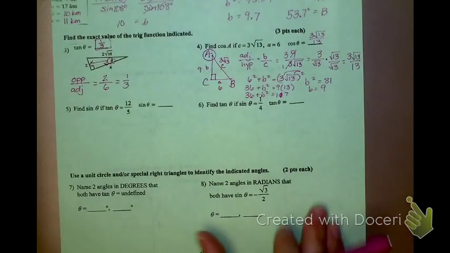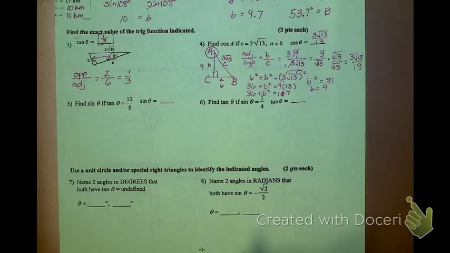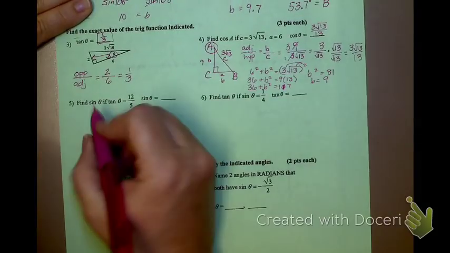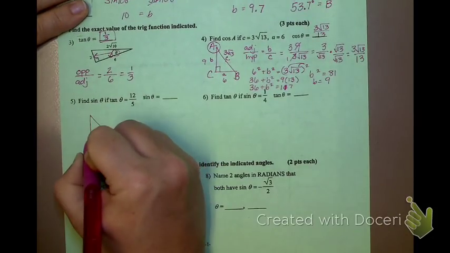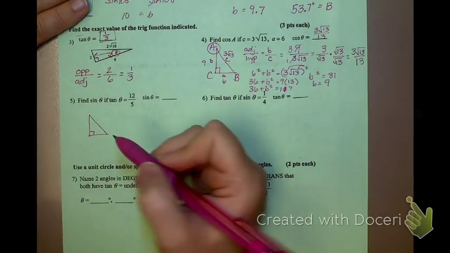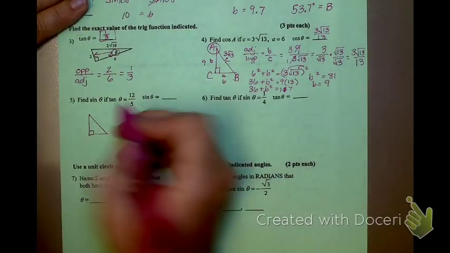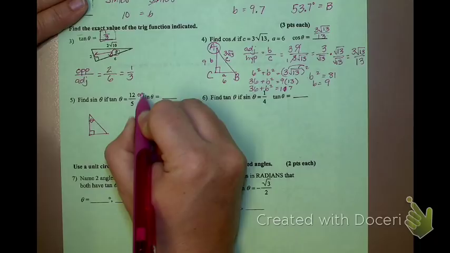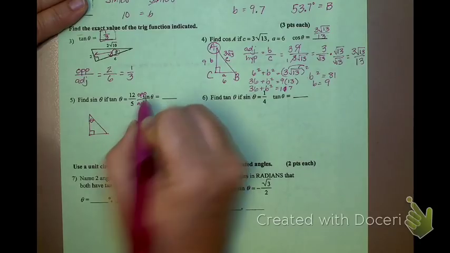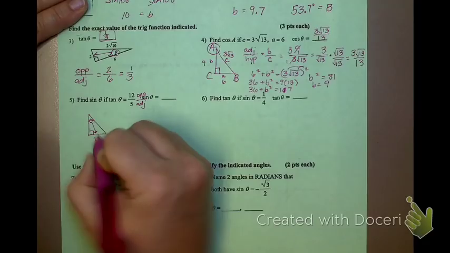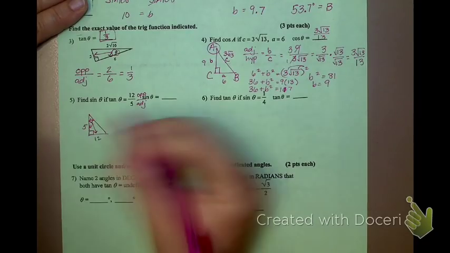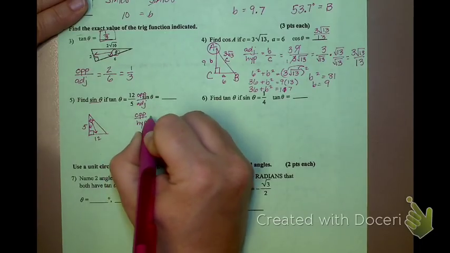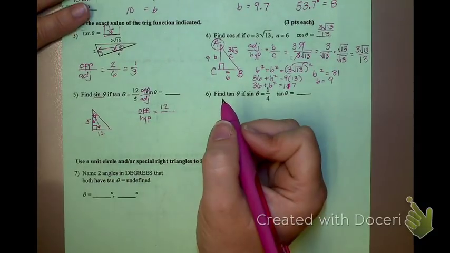All right, number 5. Find the sine of theta if the tangent of theta is equal to 12 over 5. Okay, well, let's see. Again, I said assume we have a right triangle. Theta you can call any angle except the right angle. Doesn't matter which one. So I'm going to call theta up here. Tangent is opposite over what? Adjacent. So opposite is 12, adjacent is 5. If I need sine, I need opposite over hypotenuse, right? Well, I know opposite is 12, I don't know hypotenuse. How do I find hypotenuse?